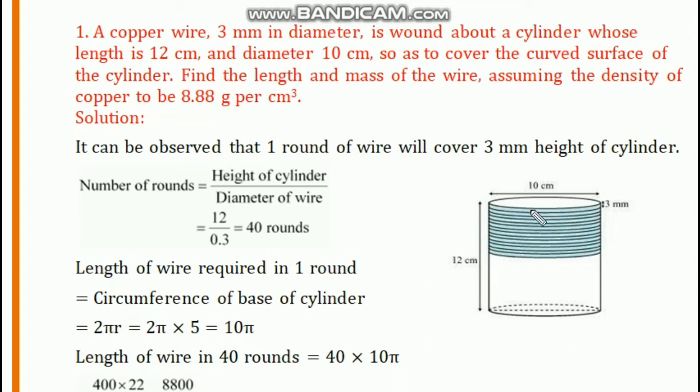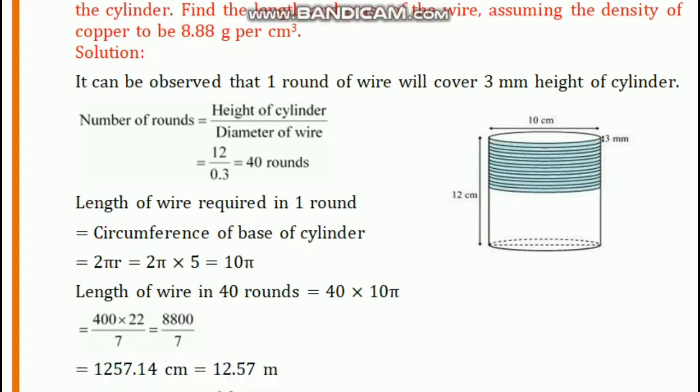So the length of one round, see this, that is looking like a circle. We know that the circumference of a circle is 2 pi r. So here what is the radius? Radius of the cylinder is 5 centimeter. So the length of wire required in one round is 2 pi r, 2 pi into 5, so 10 pi. So the length of wire required in 40 rounds is 40 into 10 pi.